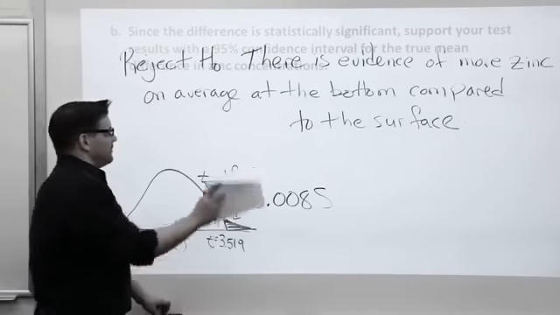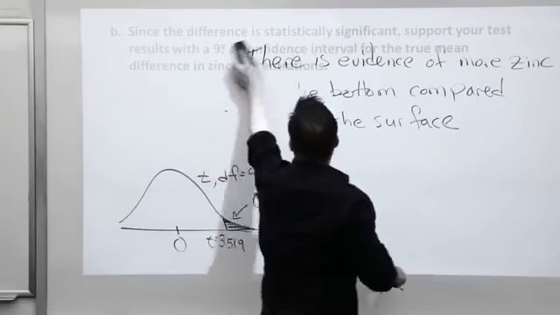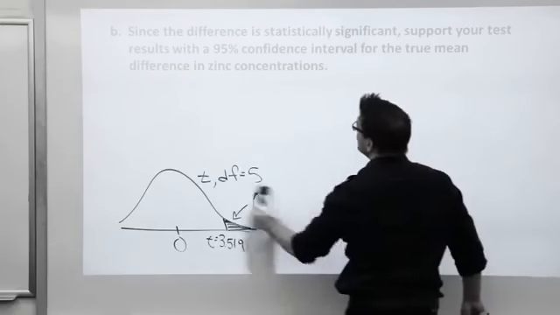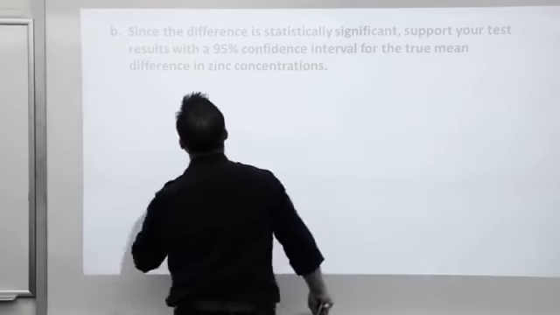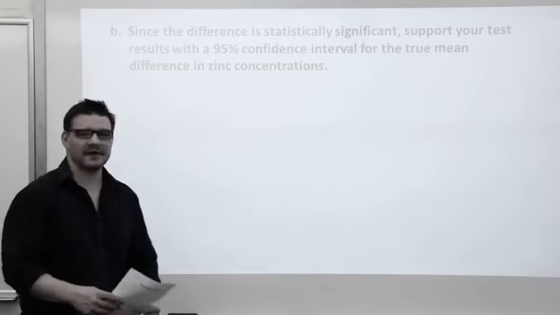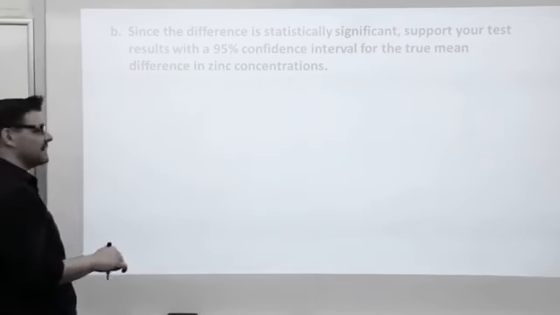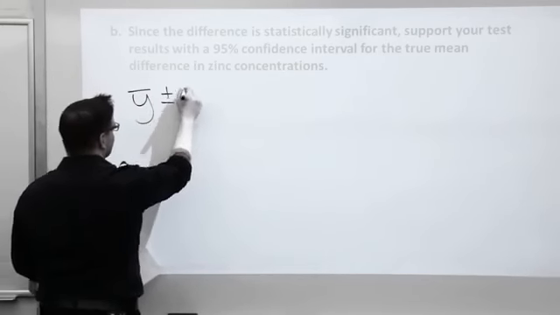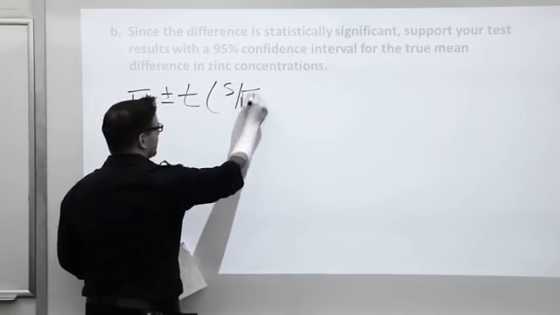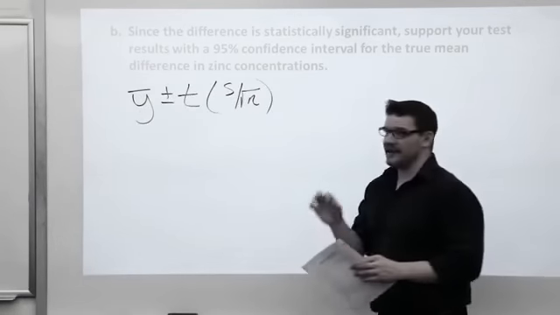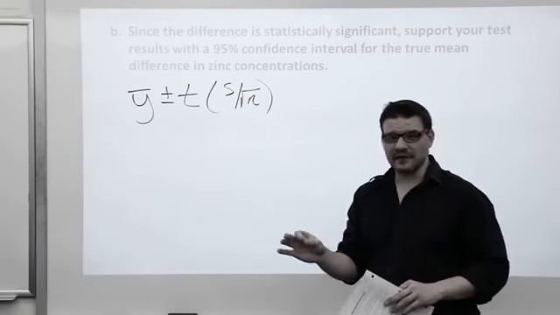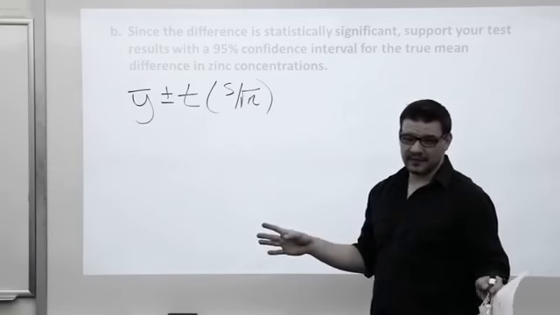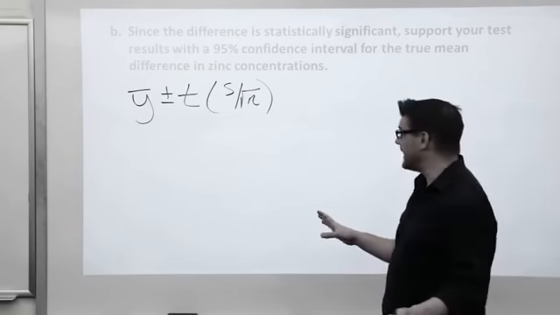Pause the video if you don't have it. Since the difference is statistically significant, we rejected the null. Support your test results with a 95% confidence interval for the true mean difference in zinc concentrations. Formula: y bar plus or minus a t number, s over square root of n. We have paired data. We're just doing it on the differences. Do not do a 2-sample t interval with independent samples. You've got to think of what kind of data you have.